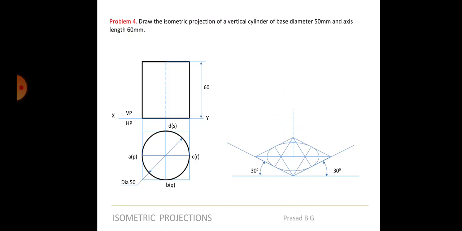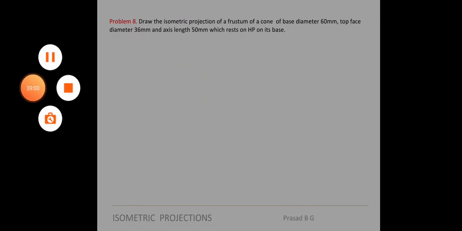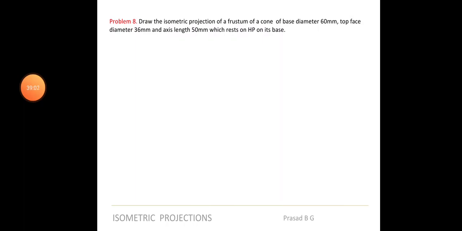What do you mean by frustum? Okay. So we'll take a problem on frustum. Alright. So I was talking about frustum. So you can see the question here. Draw the isometric projection of a frustum of a cone of base diameter 60 mm, top face diameter 36 mm and axis length 50 mm, which rests on HP on its base.